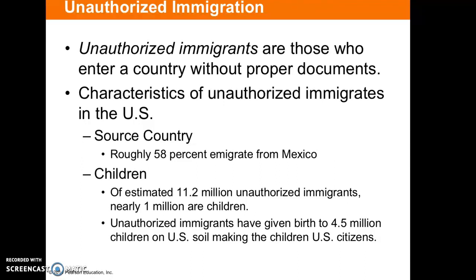About 58% of our undocumented migrants had come from Mexico, although most of them have been here for a very long time. Most people coming over the border today tend to be from Central America, who have crossed through Mexico. We have about 11.2 million unauthorized immigrants, and about 1 million of them are children. And about 4.5 million children inside the U.S. had parents who were unauthorized migrants.